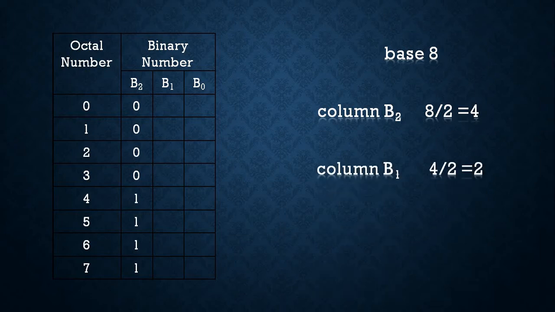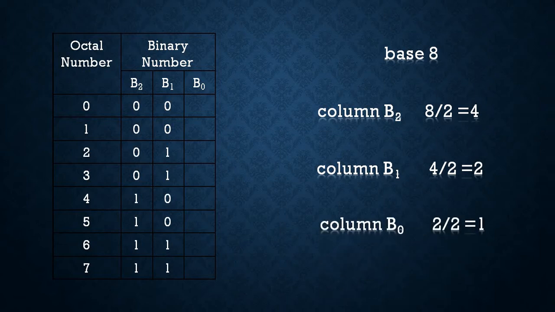To create column B1, we divide 4 by 2. We get the value 2. This indicates that for B1, we have to enter 2 times 0, 2 times 1, again 2 times 0 and 2 times 1. For column B0, 2 divided by 2 becomes 1. It indicates that for B0, we have to enter alternate 0 and 1 entries. In this way, we create the relation table for octal number and binary number.